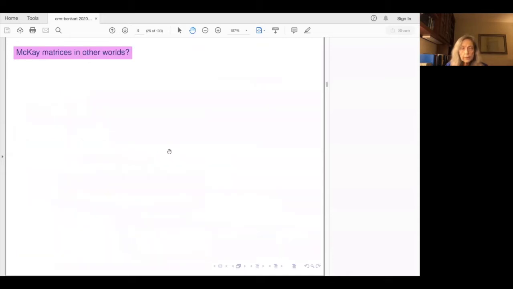So the question is, can we think about McKay matrices in other worlds? So tensor categories, Hopf algebras. I think even some of the graphs that Martina came up with, like the Bruhat graph, can sort of be viewed in the same type of setting. So what I'm going to focus on here, though, is finite-dimensional Hopf algebras over algebraically closed fields of characteristic 0.